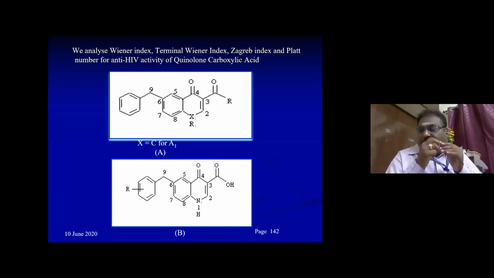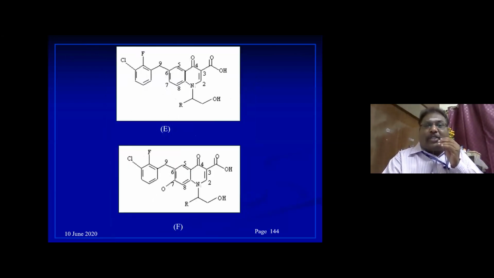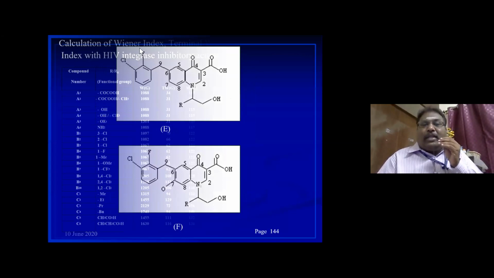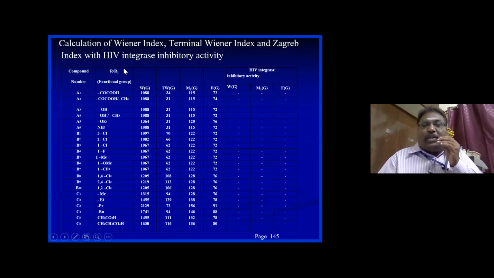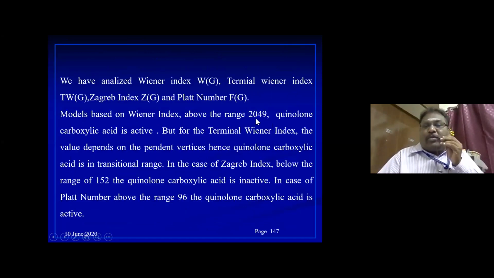There are 2 R here that keep on changing. As the R changes, the medicine changes. So how effective the medicine is going to be depends upon that. So we calculated the Wiener index, thermal index, Zagreb index, for all these various types of indices, TW, M1, TFG, flat number, and so on, for various functional group radicals substituting for these compounds. There are about 60 compounds. Out of this, we analyzed that based on the thermal index, Zagreb index, and flat number, above the range 2049 the compounds were active. Below that, it was inactive.